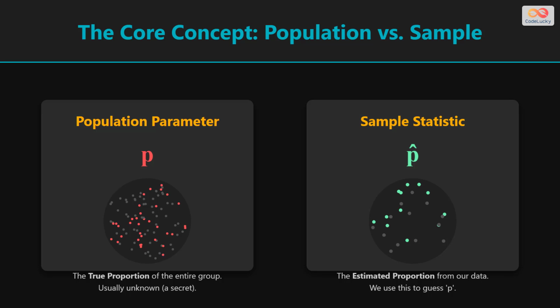First, we must distinguish between the population and the sample. The large circle represents the entire population. It has a true, but usually unknown, proportion of success, which we call P. The smaller circle is our sample. From this sample, we calculate the estimated proportion, which we call P hat. Our goal is to use this P hat to estimate the true P.